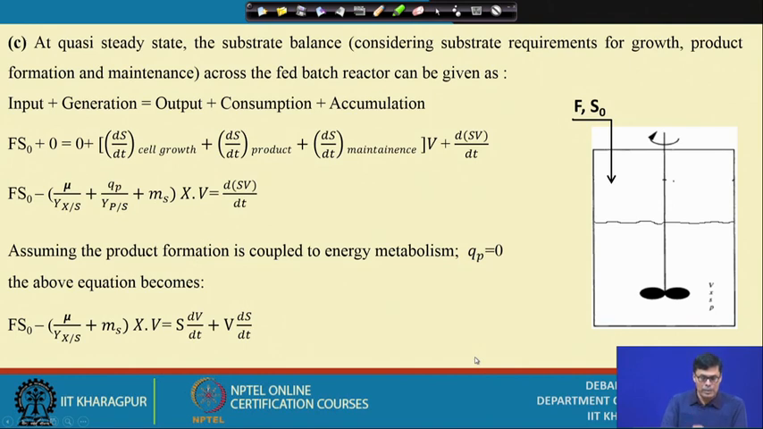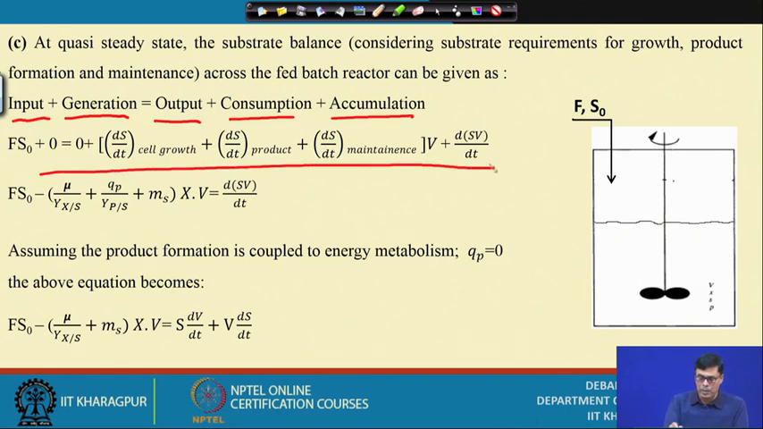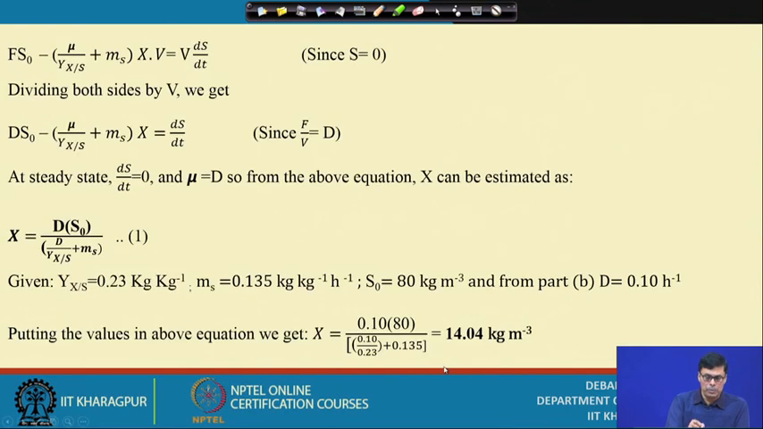Once you know that, the next stage is that we have to do the substrate balance across the reactor. The equation is rate of input plus rate of generation equals rate of output plus rate of consumption plus the accumulation. So, we can write the whole equation like this, and this is the final equation we will have. And if we consider QP, here we do not consider anything other than cell mass as a product. So, we can assume QP, the specific rate of product formation, equal to 0, then our final equation will be this.